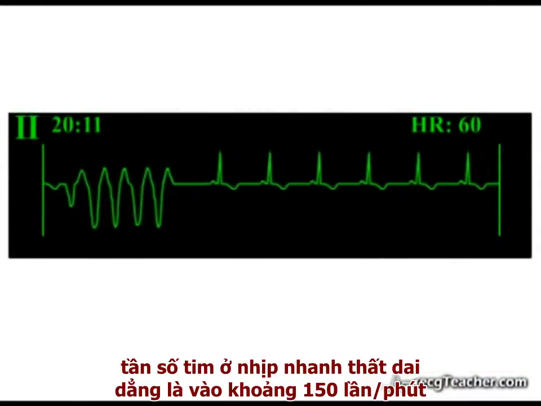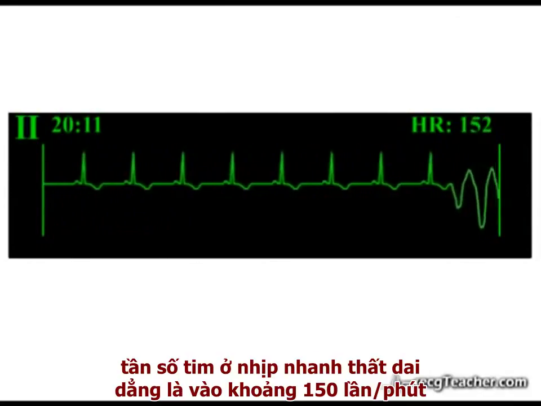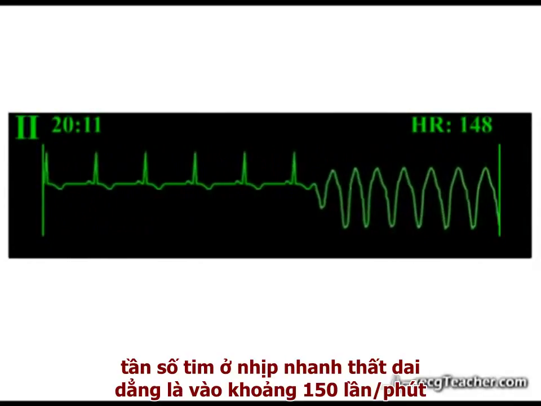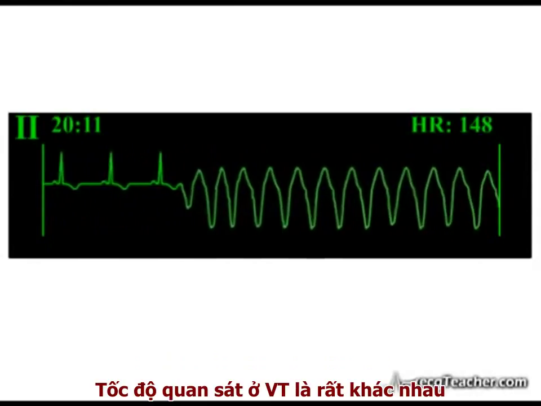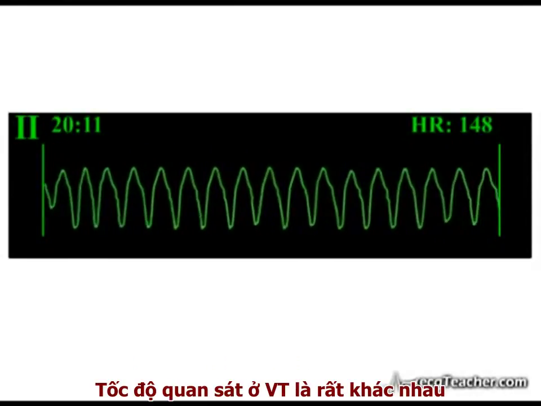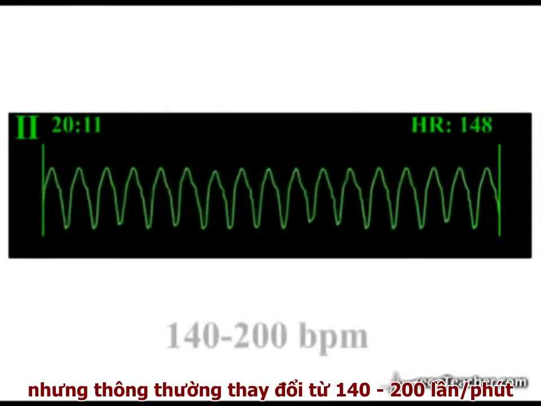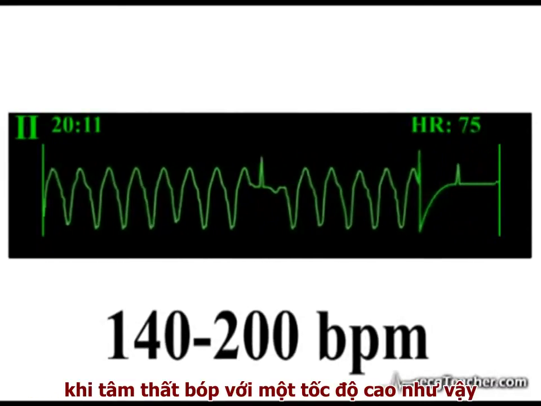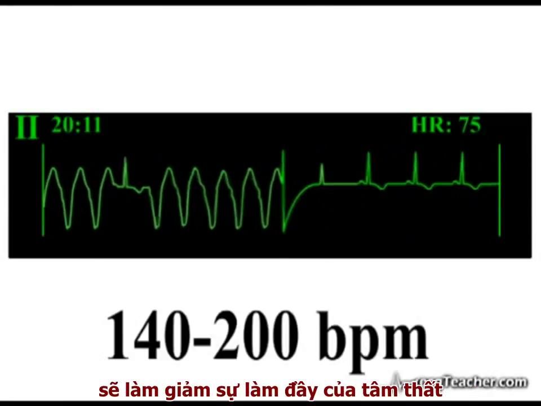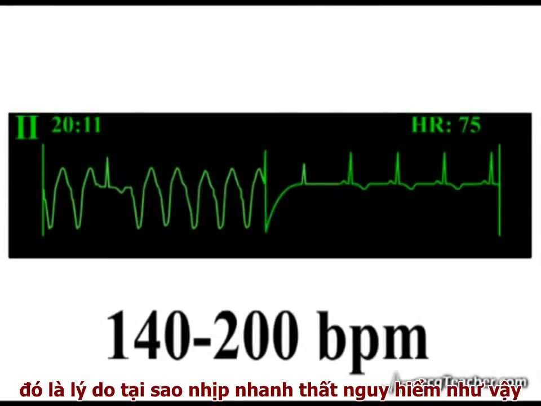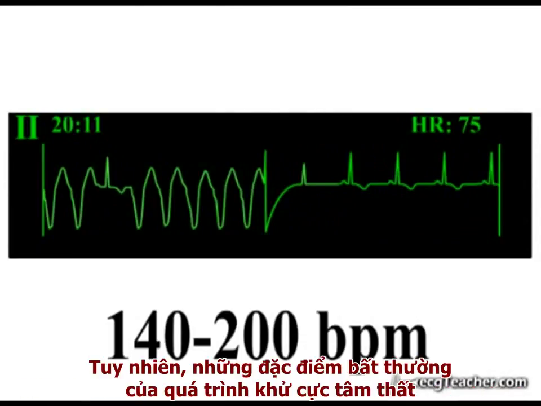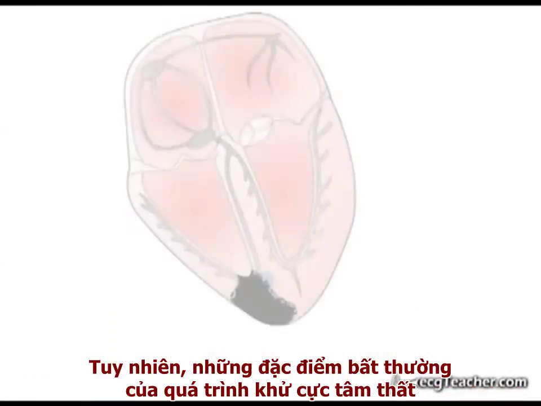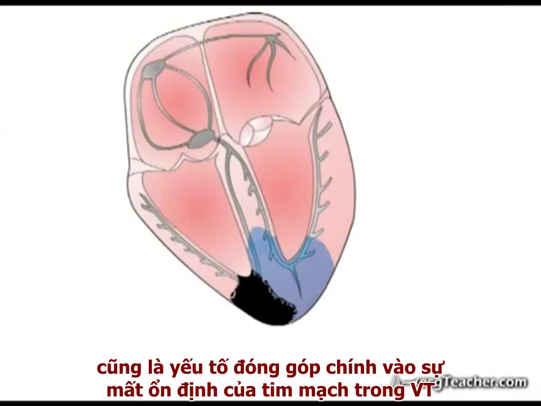Our patient experienced a run of sustained VT at approximately 150 beats per minute. The rate observed in VT is variable, but most commonly runs between 140 and 200 beats per minute. The high rates achieved in this arrhythmia and impaired ventricular filling are part of the reason why it is so dangerous. However, the highly abnormal pattern of ventricular depolarization is also a major contributor to cardiovascular instability in this arrhythmia.